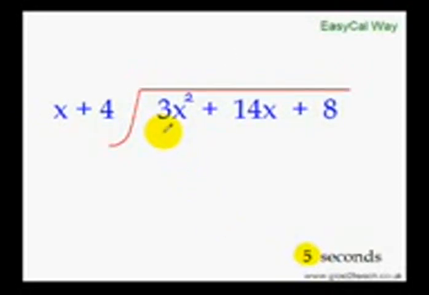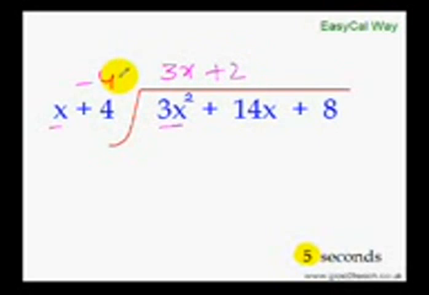Okay, so now let me do it for you. 3x squared divided by x will give us 3x. Put minus 4 here. Minus 4 times 3x is minus 12x, minus 12x plus 14x will give us plus 2x. So we'll put plus 2. We are done. This is our quotient.